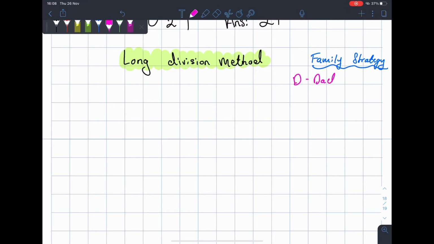So for the family strategy, we use D for dad, which is divide, M for multiply, which is mom, S for subtract, as in sister, B for brother, which means bring down, and then R for Rover the dog, which means repeat or remainder.